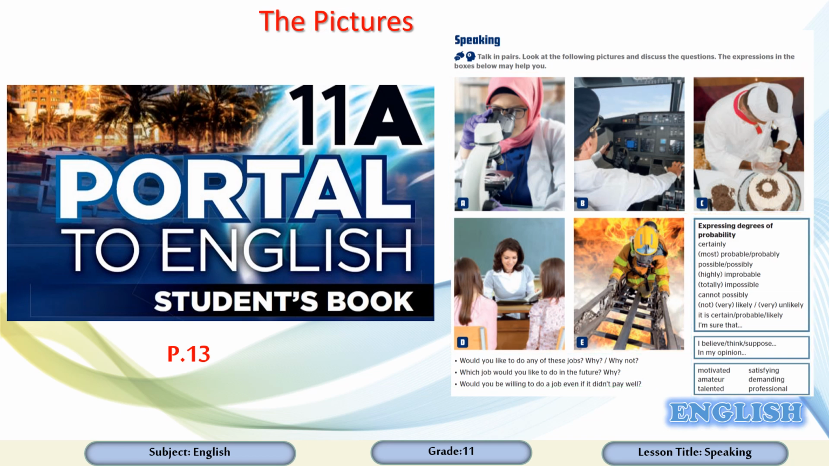Let's start with the pictures. How many pictures are there? Yes, very good. There are 5 pictures. What do the pictures represent? Yes, thank you. They represent 5 jobs. What are you going to do with the pictures? You are going to look at each picture and describe it by telling what the people are doing and what the job is.